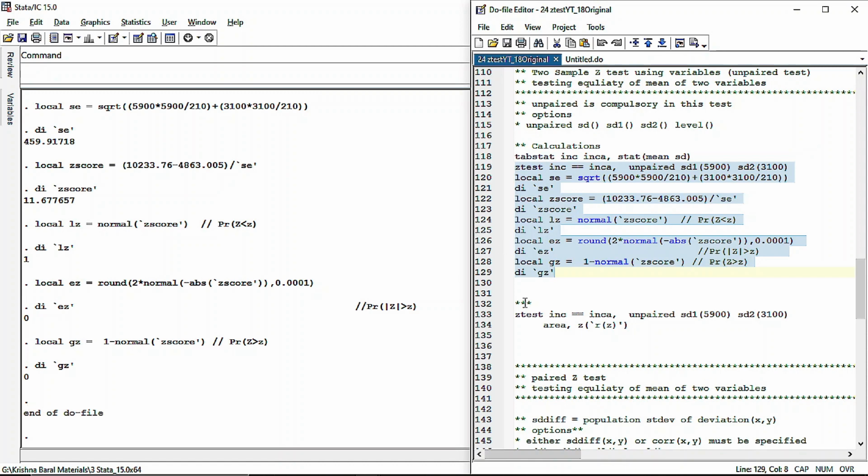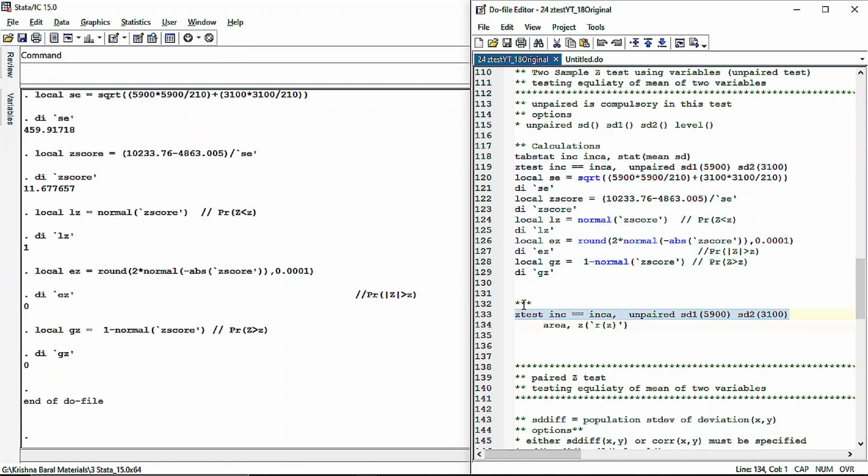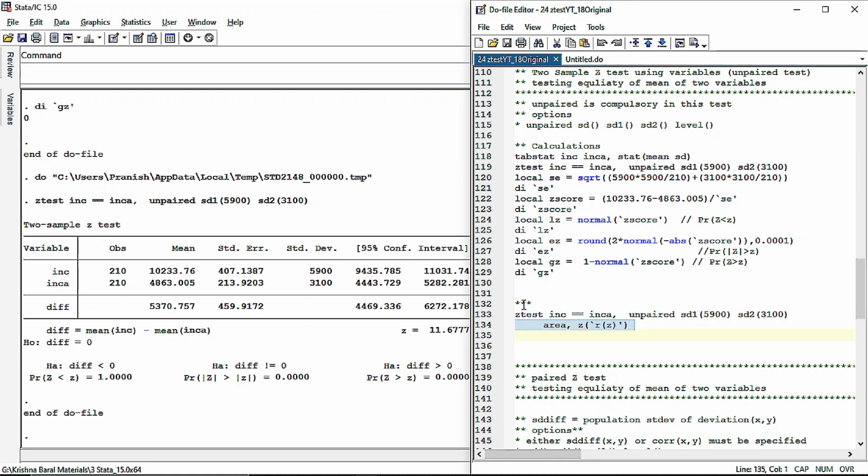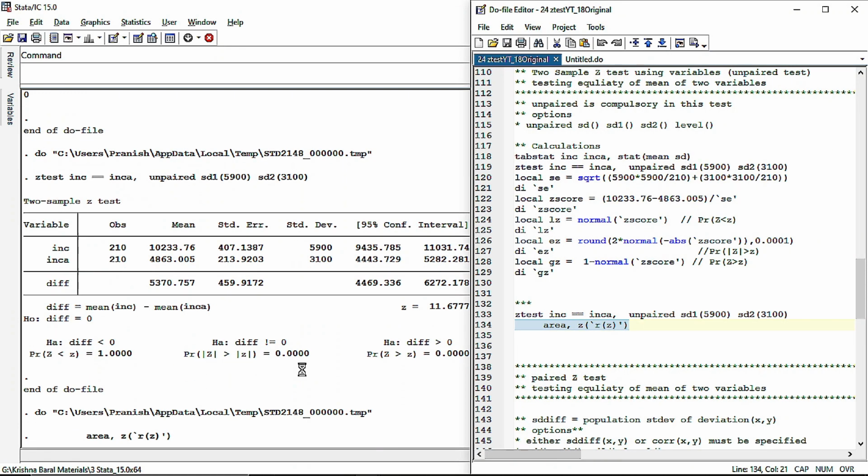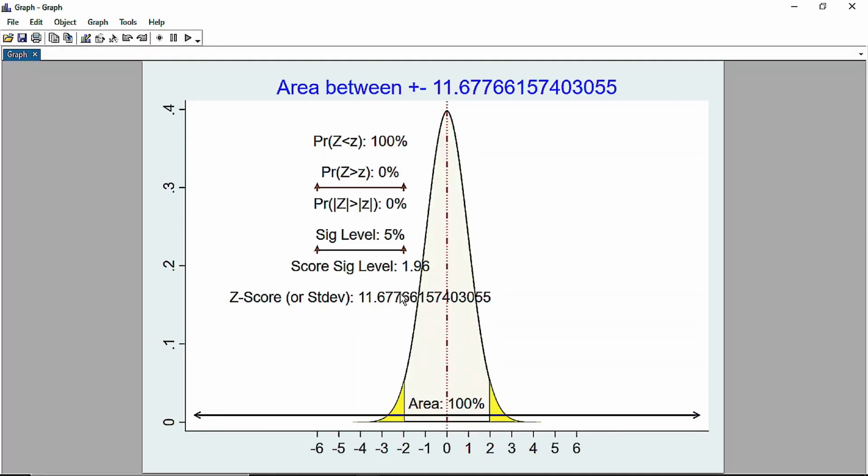That's it. Now let us run the test once again, and with the help of the graph we will see whether we get the same result or not. The z score is 11.67, and the p-values are 1, 0, 0. We have 1, meaning 100%, then 0 and 0. They are one and the same. So our p-value for the two-tailed test is 0. Zero is less than 5%, so we reject the null, and graphically the message is very clear. There is no way that this score belongs to this region. It is quite far away from it. That is why the null hypothesis is rejected.